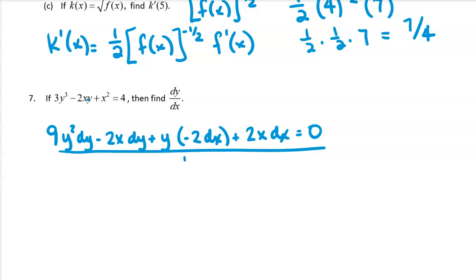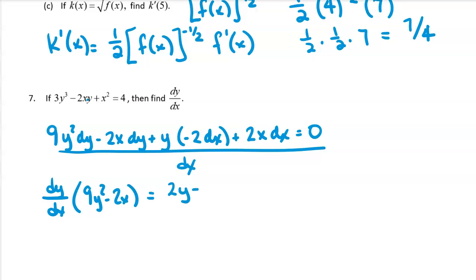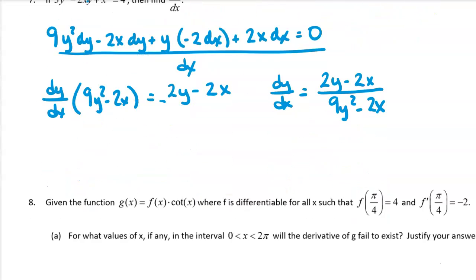Dividing through by dx, and having lovely 2 dy dx terms right there at the beginning to factor out. 9y squared minus 2x. Taking the 2y over and subtracting the 2x. And then our final answer is 2y minus 2x divided by 9y squared minus 2x.